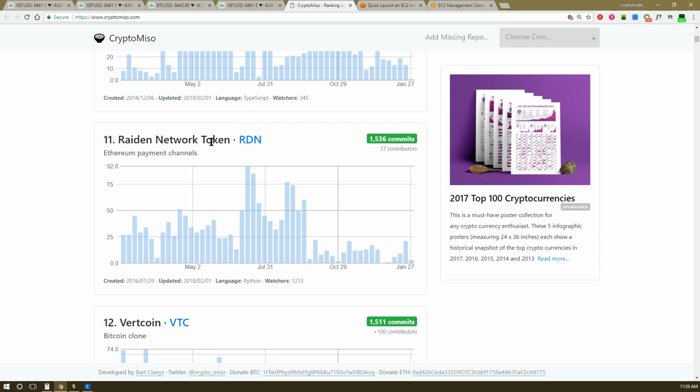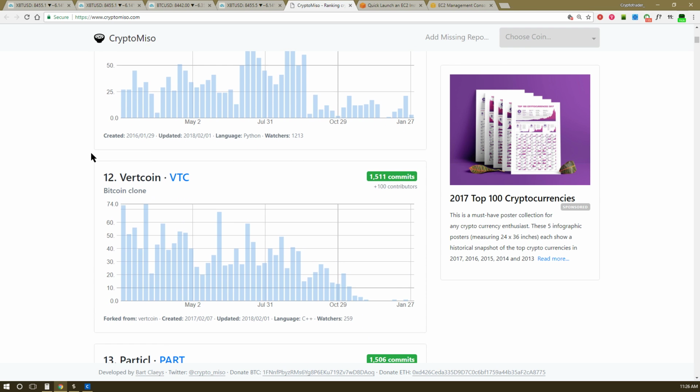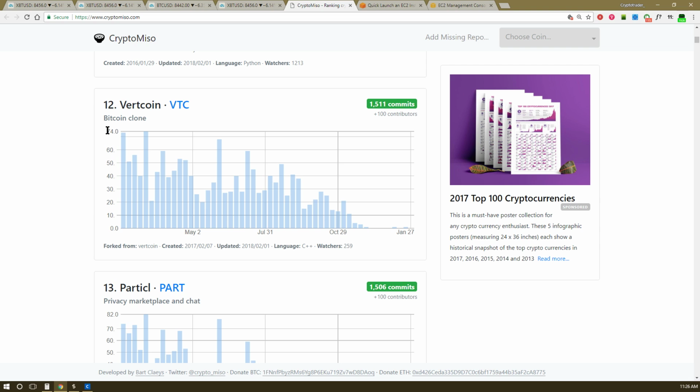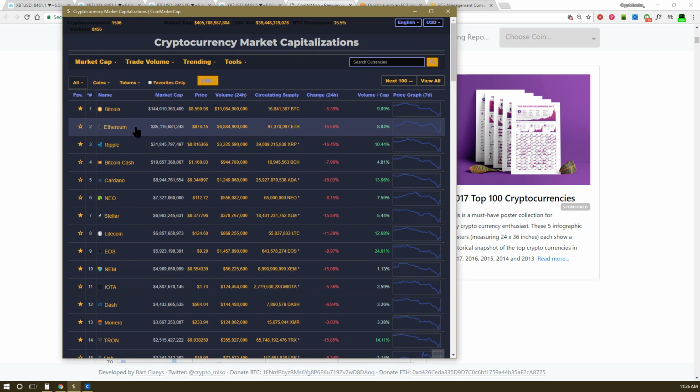Okay. The Raiden Network, we all know, is not Ray. What is it? Ray blocks. It's not the same thing. It's Ethereum payment channel. I'm not sure why they're working on it. Vertcoin. Guess what they labeled it as? Bitcoin clone. That is very interesting. Okay. Particle. We don't know about this. I haven't heard about Particle, but it's up here. Privacy marketplace and chat. Might want to do some research on Particle. No one's talking about it. Particle might be the next big thing. Everybody's sleeping on it.